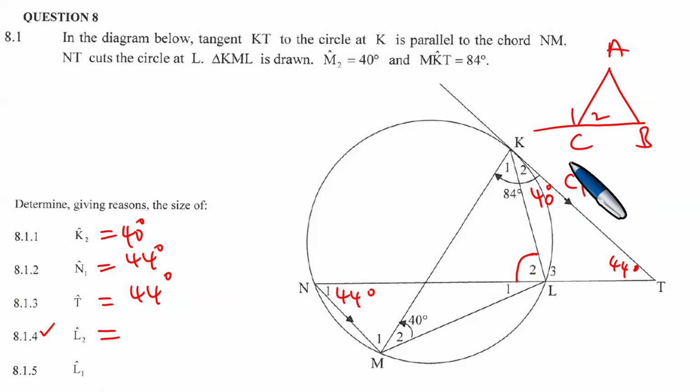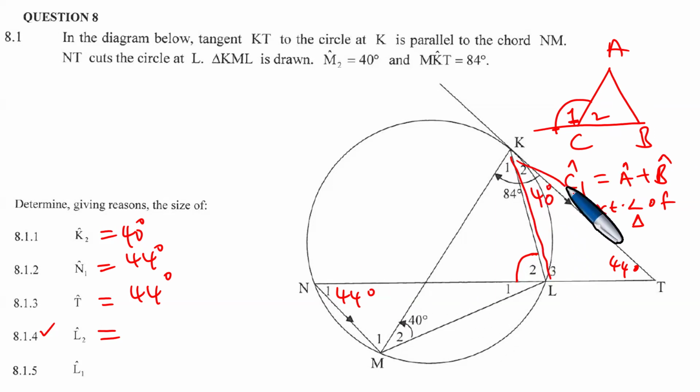Angle C1 is A plus B. Okay, angle C1 is A plus B. So now we say exterior angle of triangle. So C1 is A plus B. This is what we're taught in grade 10, that we can find the size of this angle C1 and we just say C1 is A plus B. It's the same thing here because we have this here and we have this here and you have that.